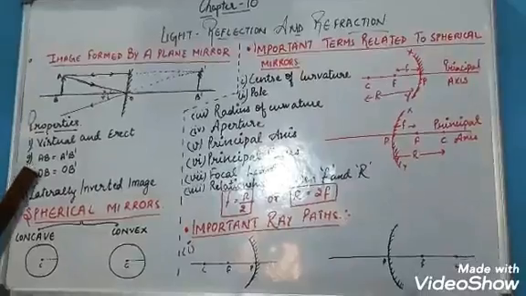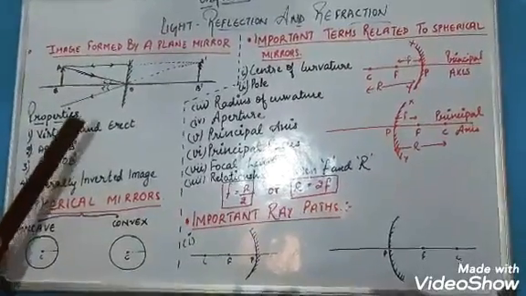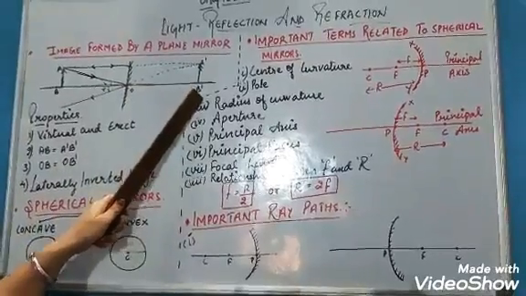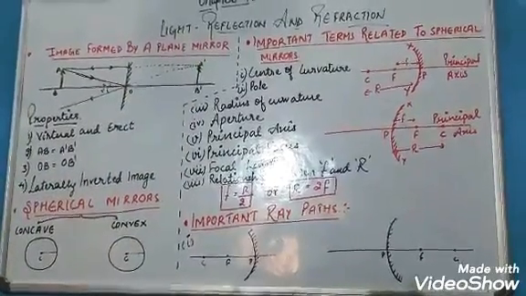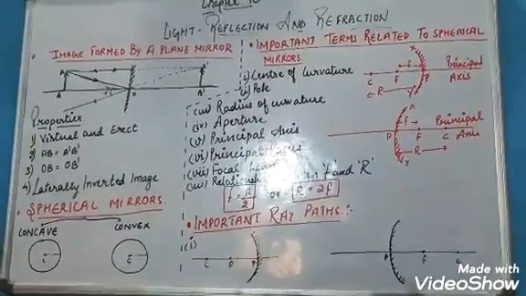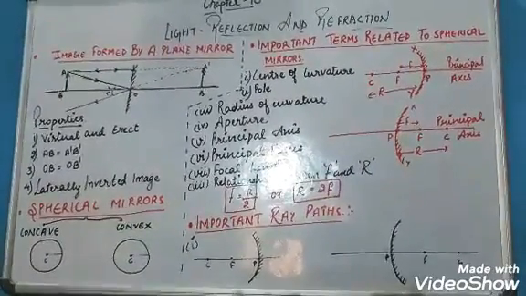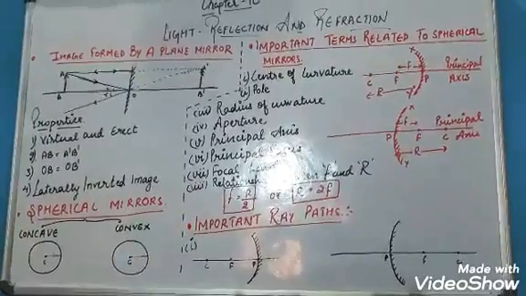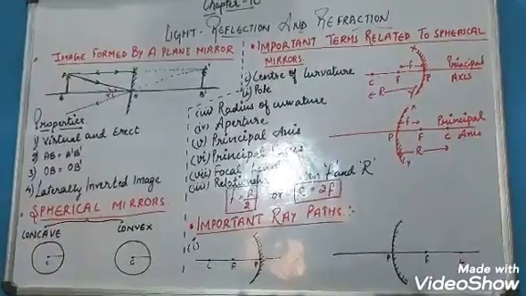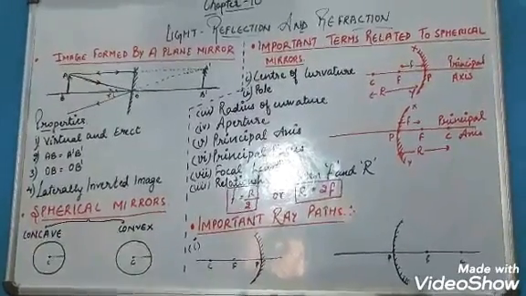Then the third one is OB is equal to OB dash. OB means the distance of the object, OB dash means the distance of the image. It will remain the same. That means the image will appear at the same distance behind the mirror as the object is in front of the mirror. So the distance from the pole of both the object and the image is the same.